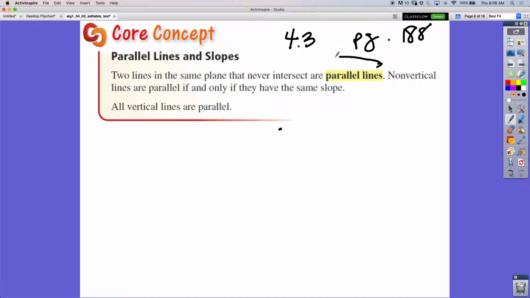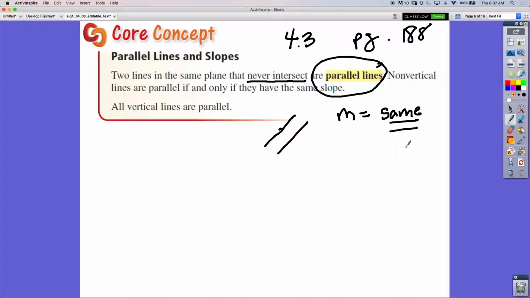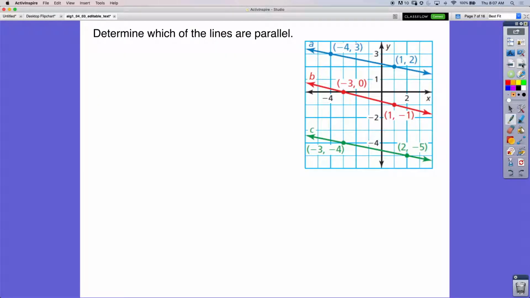All right, what makes lines parallel? They never intersect. Very good. So let's say two lines look something like that. It means that the slopes are the same. So parallel lines are pretty straightforward. You just have to have the same slope. So let's do a couple problems.